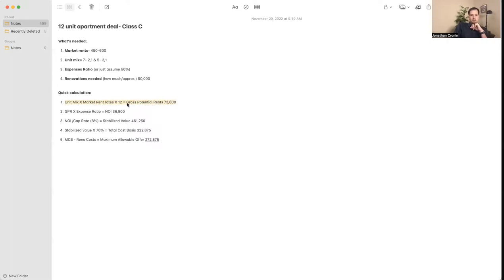You've got your gross potential rents, so that's your annualized gross rents. Now, move on to step 2. Your gross potential rents times your expense ratio equals your NOI.